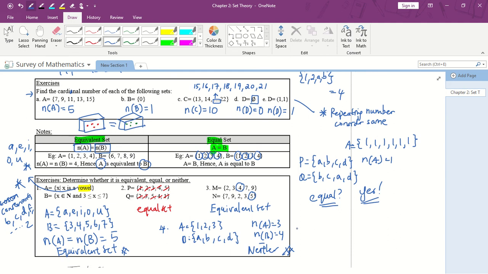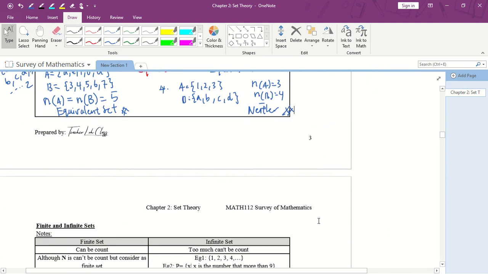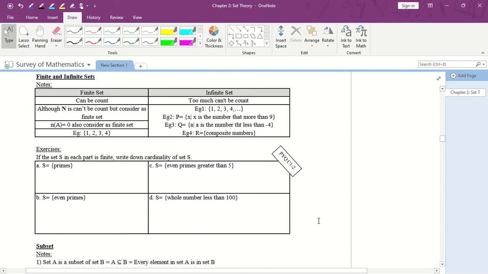And next, let's talk about finite and infinite sets. You might be confused: what is finite and what is infinite? It's okay. Just imagine this is a box again, and this is a box. Remember that we call a set a box. Finite basically means that we can count the number of elements inside, like 1, 2, 3, 4, 5. We know that there are 5 things inside.